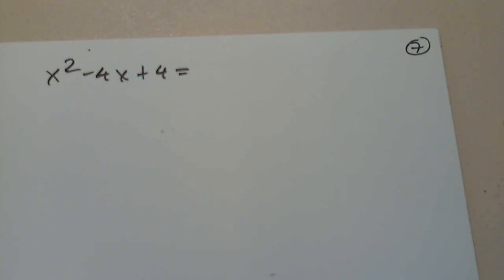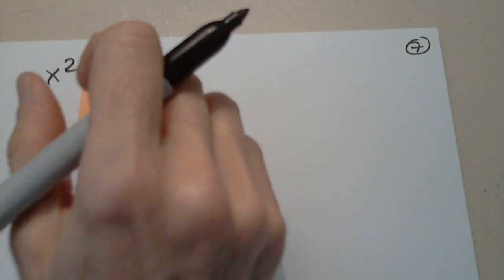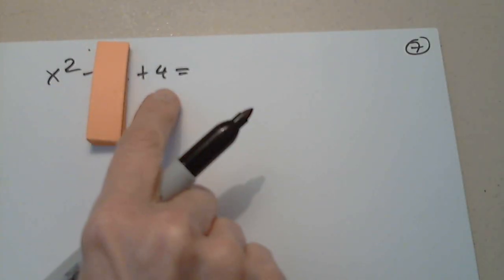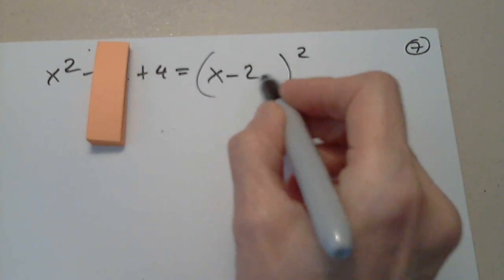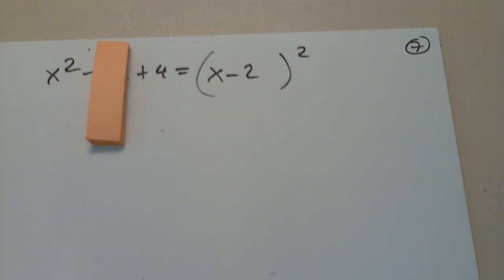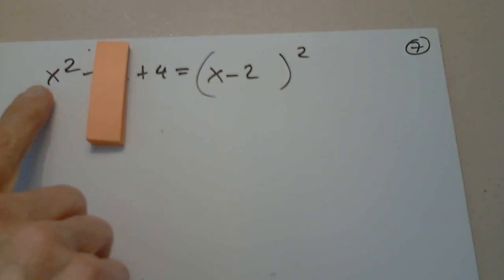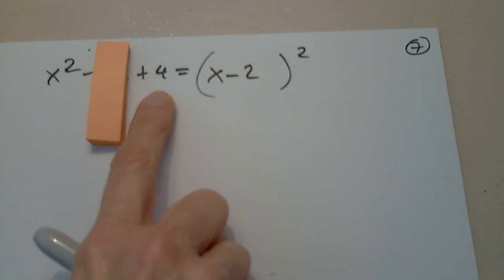Descending order, no greatest common factor, no negative leading coefficient. This is a trinomial. Special product. Only because the first term and the last term are perfect squares, I can say x minus 2 squared. Otherwise, I will not be able to. But the first term is a perfect square, and the last term is a perfect square.